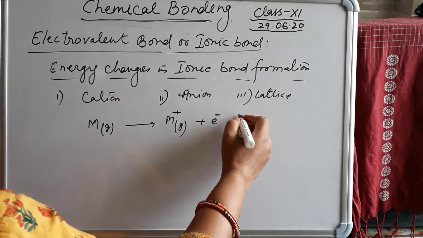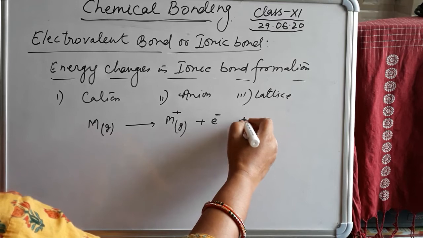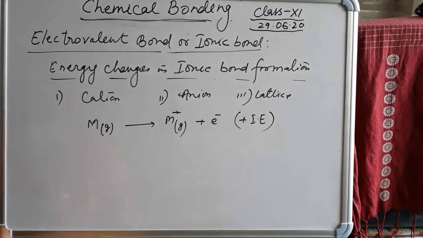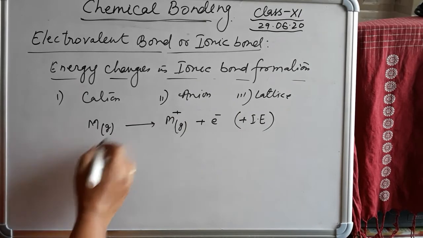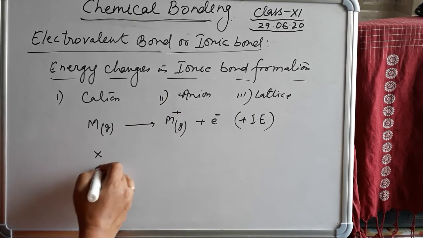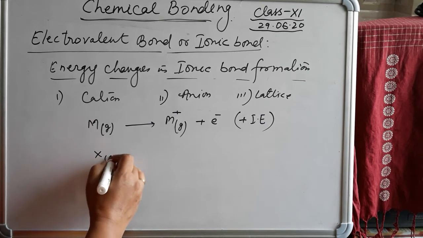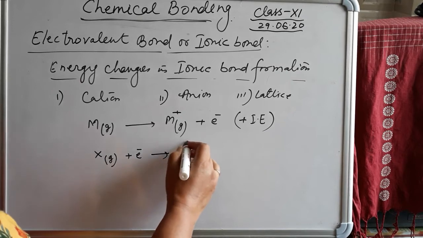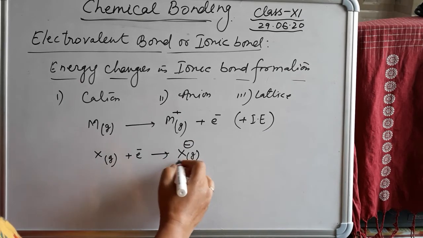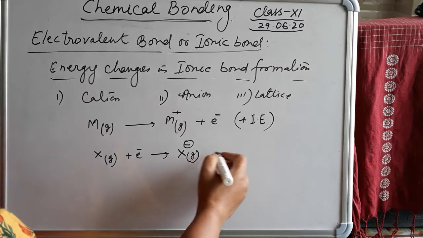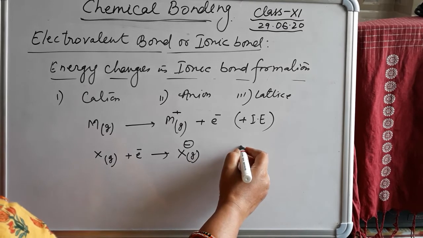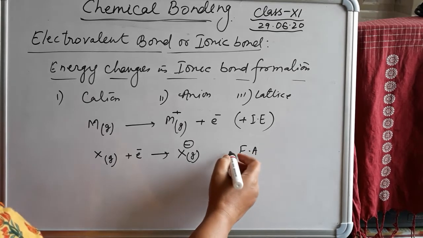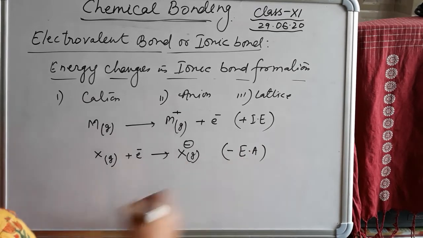In this process enthalpy should be given. So this is called the ionization enthalpy. Energy is supplied, so we use a positive sign. In the next step, formation of anion. Suppose we have element X in the gaseous form and it accepts an electron. In that condition it becomes X minus in the gaseous form, the formation of anion, and during this phenomenon energy is released, and this is known as electron gain enthalpy or electron affinity. Because energy is released, we use a negative sign.